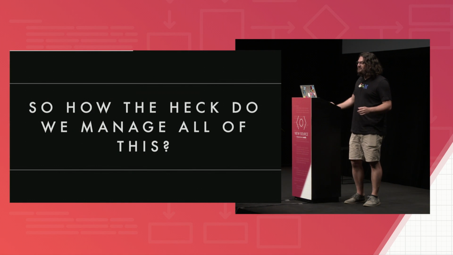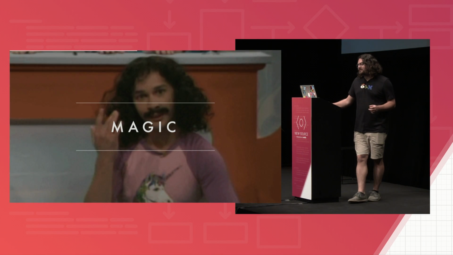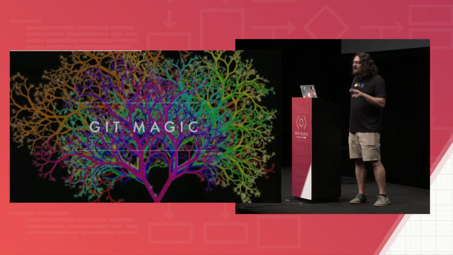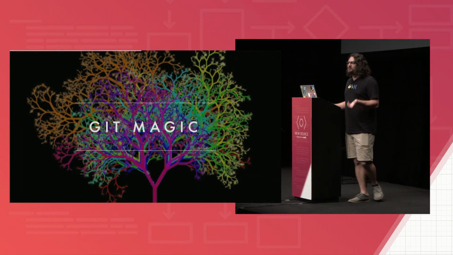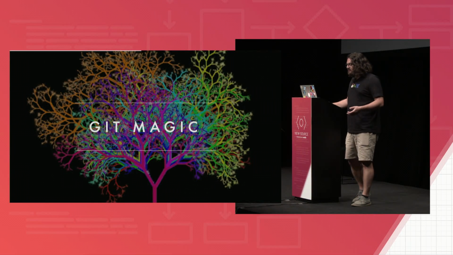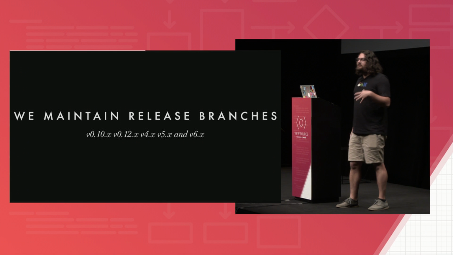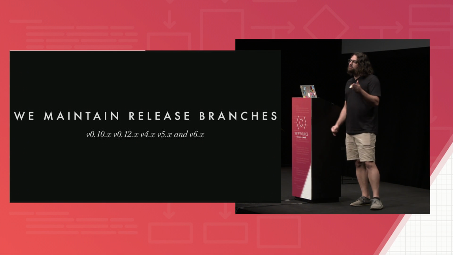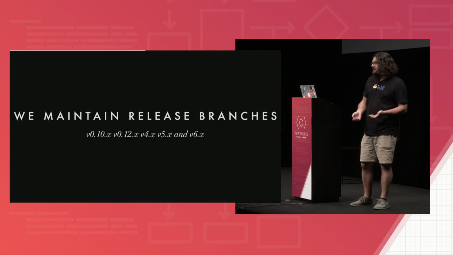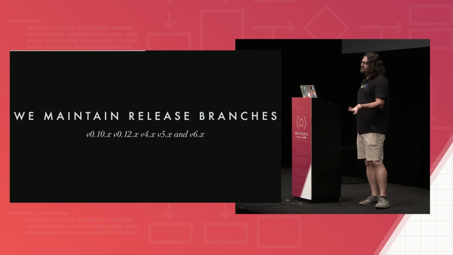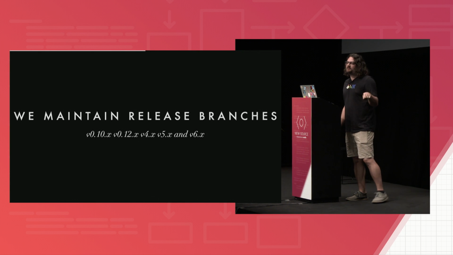But yeah, so how the heck do we manage all of this? It's a lot of stuff. And magic is mostly, but more accurately, Git magic. Because Git is magic, and it's magic with trees, and that basically makes us elves. But we maintain release branches. So for every release stream, we have a branch .x. So we have 0.10.x, 0.12.x, 4.x, 5.x, 6.x. Each of these branches is at the head of the last release we've done.